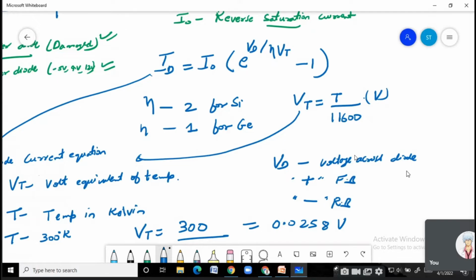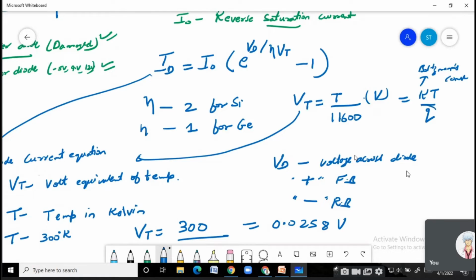Eta is a constant. It is 2 for silicon, 1 for germanium. And this VT has another expression, which is KT by Q, where K is the Boltzmann's constant.